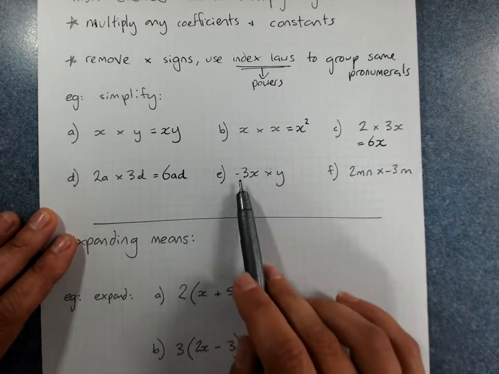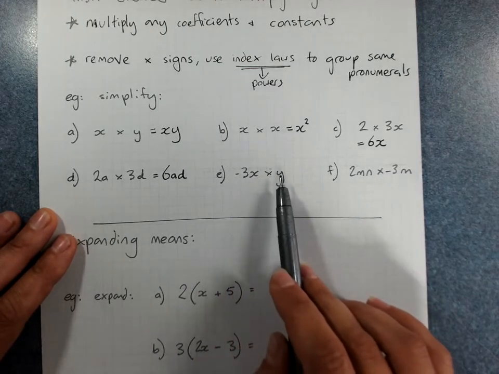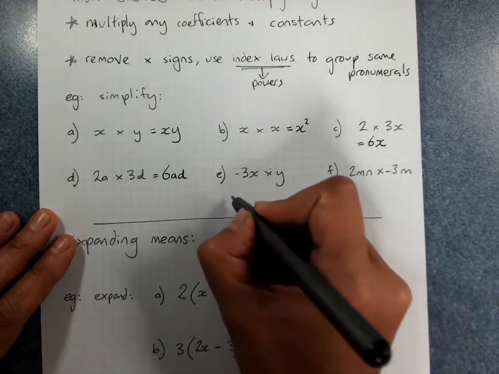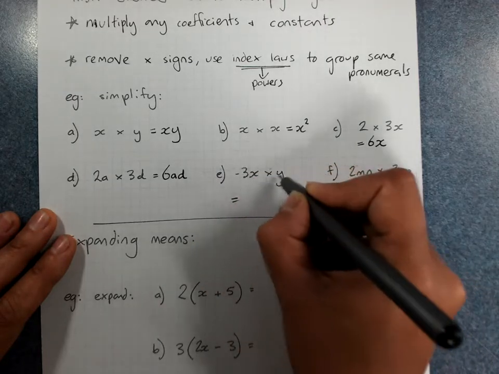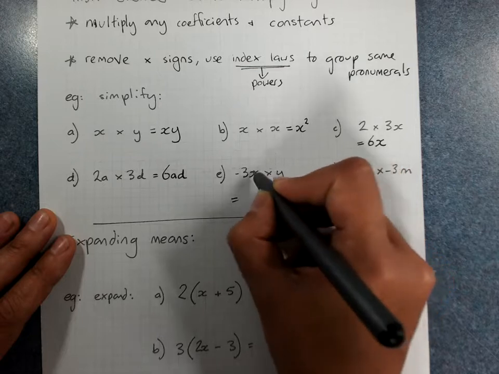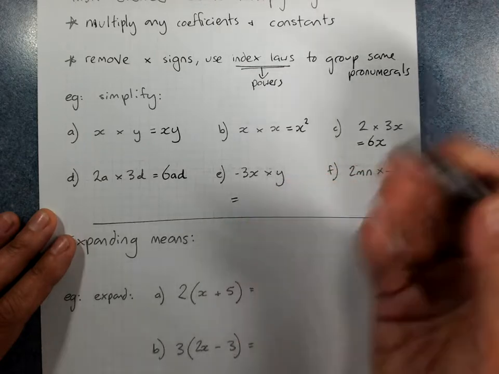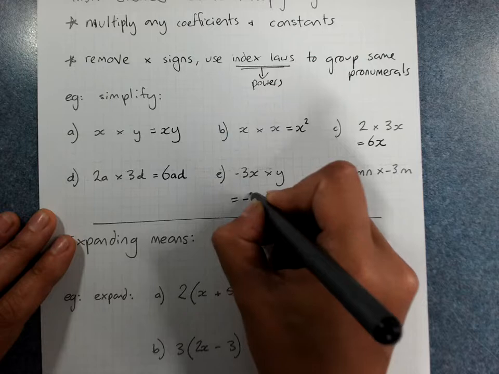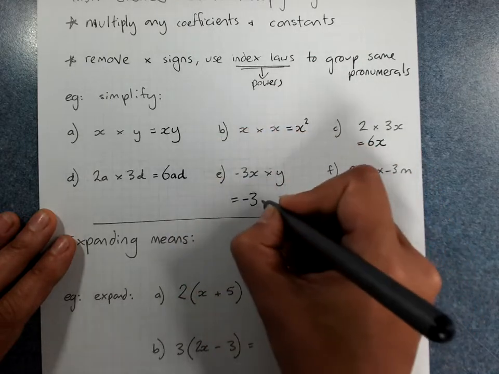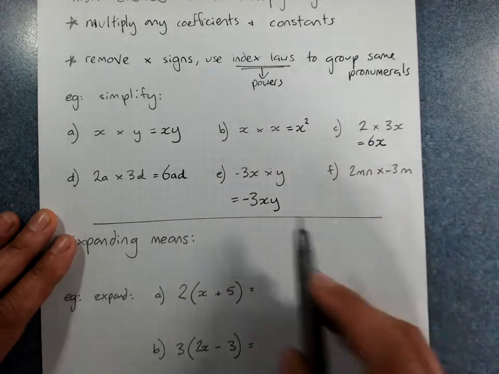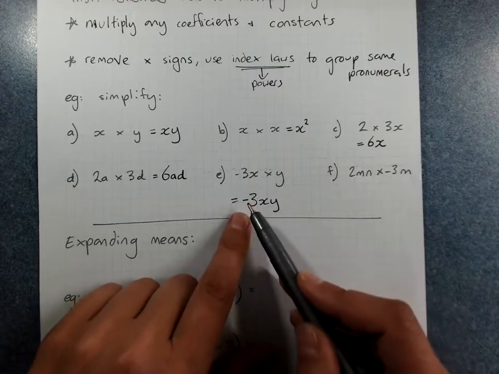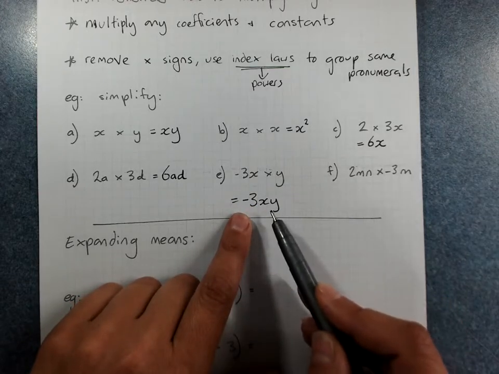Now here I've got negative 3x times y. Keep the negative 3 because there's nothing to times it by. There'd be a 1 there. Negative 3 times 1 is just negative 3. Remove the times signs, and there weren't any letters that are the same, so I've just got negative 3xy.